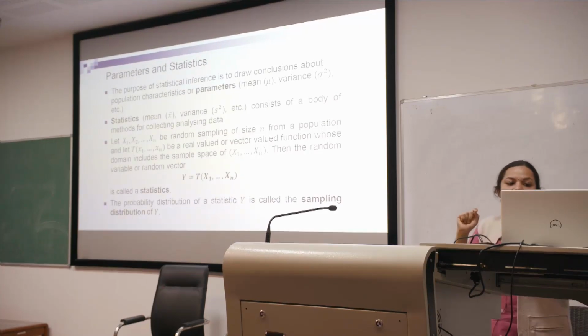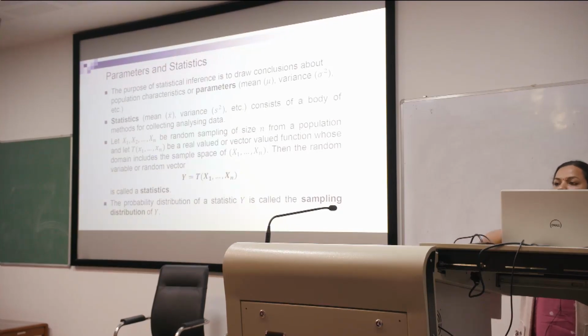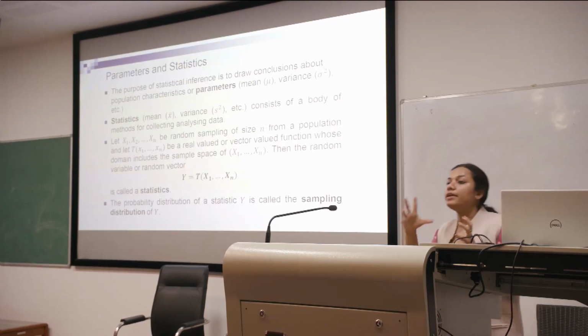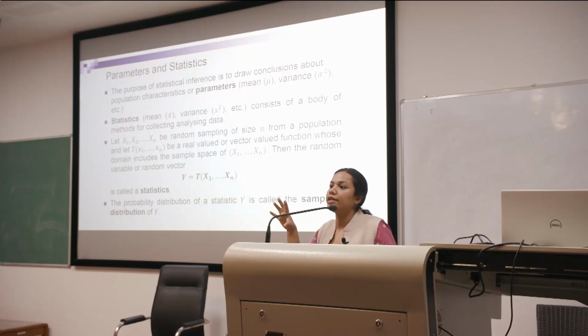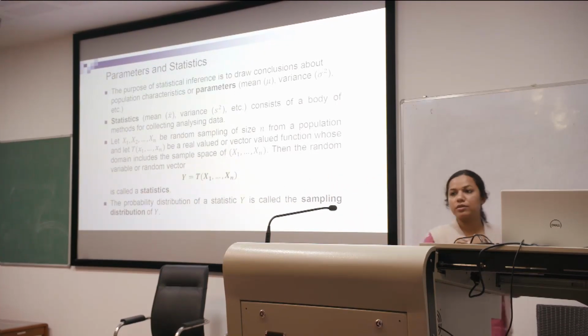So the distribution or the information about those samples will give you the sampling distribution, and this sampling distribution you can directly relate to the total distribution of your data sets. Clear, right?